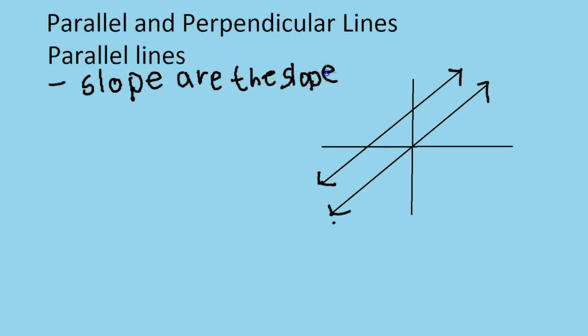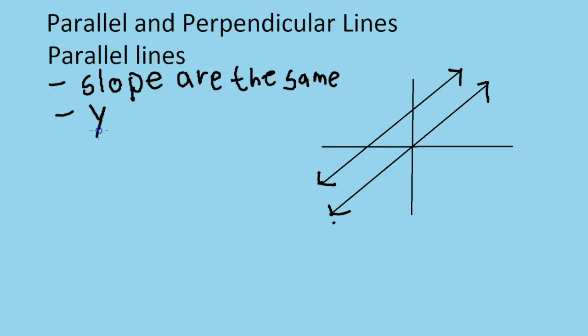Because since the slope is how steep the line goes up, if they go up at the same steepness and if they're in a different position to start off at, they will obviously never touch. Oh, well, I wrote slope is the same. Slopes are the same. All right.